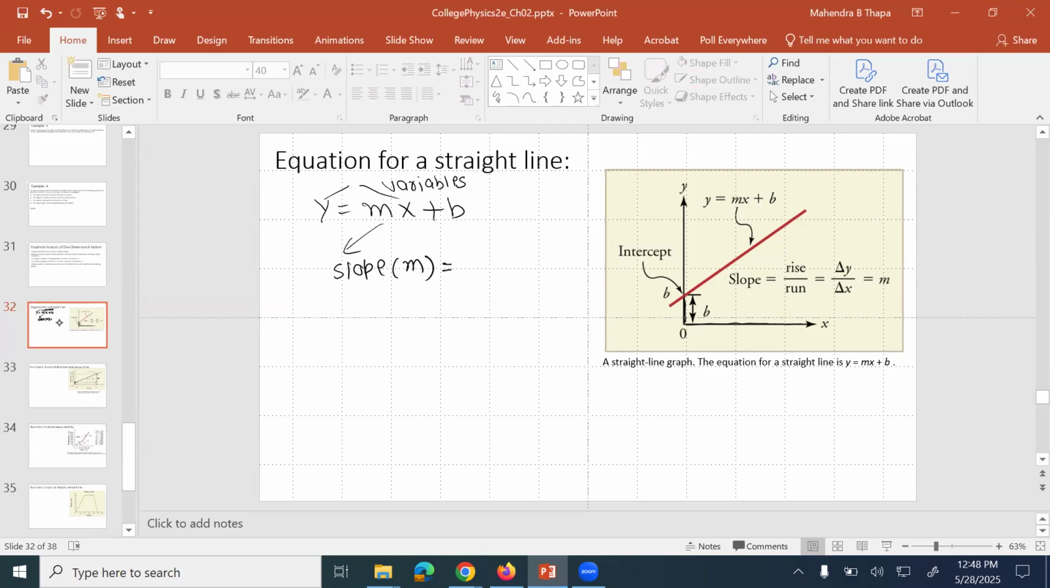So if I take 2 points over here and find the rise and the run, in this case this will be delta y, and this will be delta t. So the slope will be delta y over delta t. This is the slope. And here b is the y-intercept. You can look at here, this is the y-intercept. Okay. This concept can be used in the other graph.